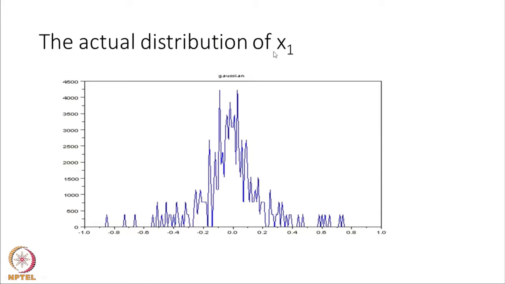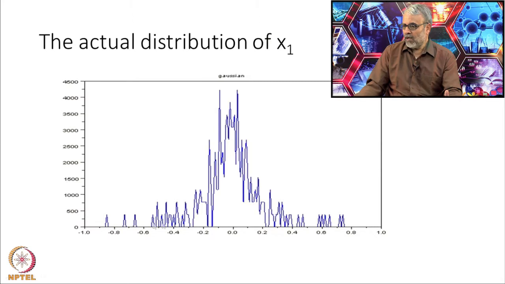So, how is x1 distributed? By using the previous algorithm, it is distributed such that all values are allowed between a large negative value and a large positive value, and the random numbers are distributed which are peaked around x equal to 0. It is sharply peaked at the origin and with a standard deviation also 1. Okay. So, this is a distribution of x1.